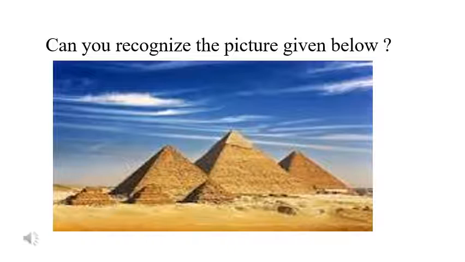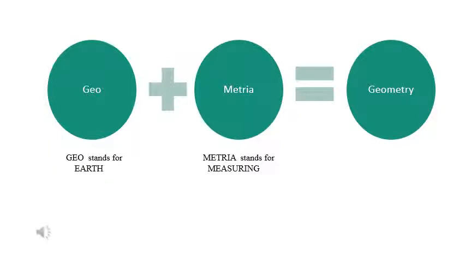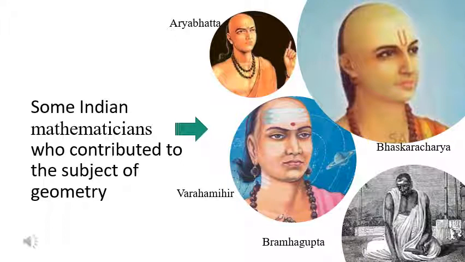Yes, this gives us an idea that they had some knowledge of geometry and engineering. The word geometry itself suggests the origin of the subject. It is generated from the Greek words geo, meaning earth, and metria, meaning measuring. Ancient Indians also had deep knowledge of geometry. Here are some of the mathematicians who have contributed to the subject of geometry.